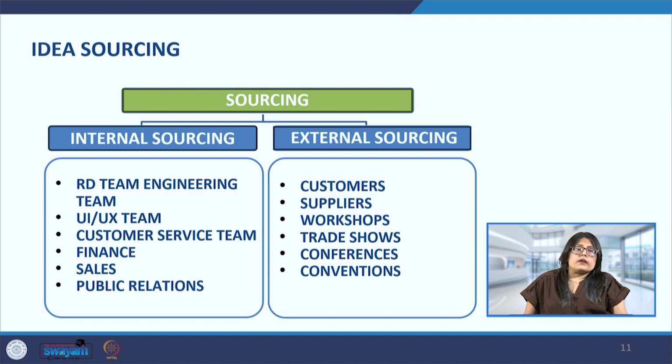All of these can be our internal sourcing agents. And for our external sourcing, we have customers, we have suppliers, we can hold workshops to see what the problems are. Trade shows are another very good way to see ideas, because a lot of companies, a lot of startups, put up their products there, so we can see what somebody has come up with.